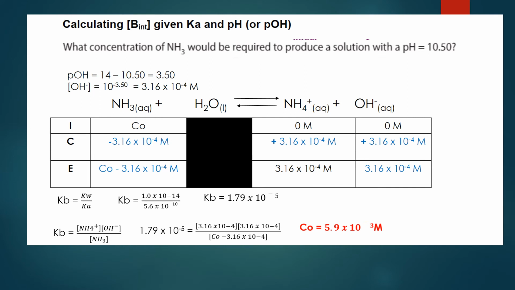Next thing that I'm going to do is use that equilibrium expression and this time put it in for my Kb. So I do products over reactants, substitute my Kb value in there, substitute all of those equilibrium values in there, and then I'm going to solve for C naught. When I rearrange that expression, I get a C naught of 5.9 times 10 to the negative 3 moles per liter. And again, if you're having difficulty doing this, please let me know if you need some help with the math and the rearranging as well.